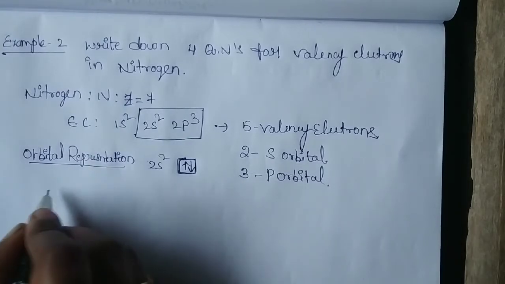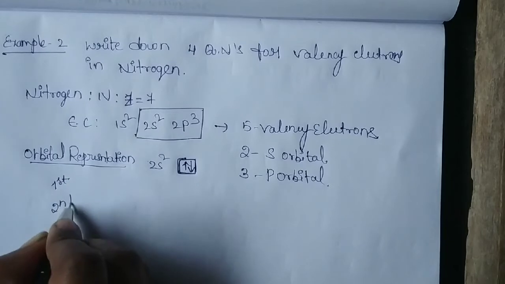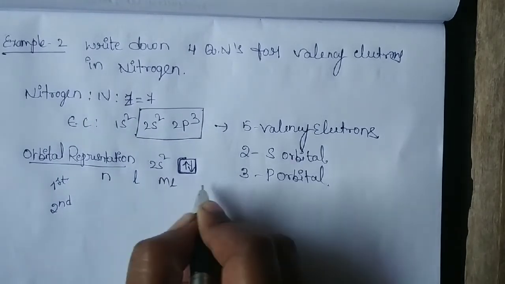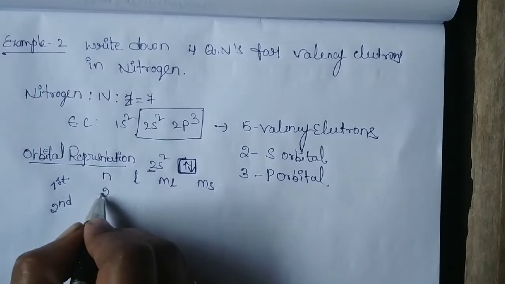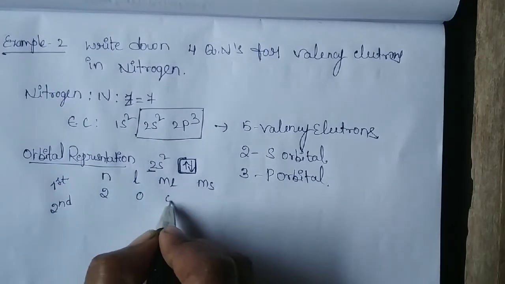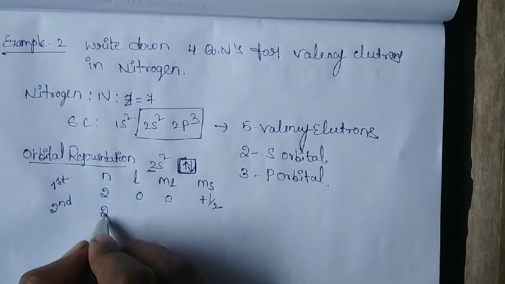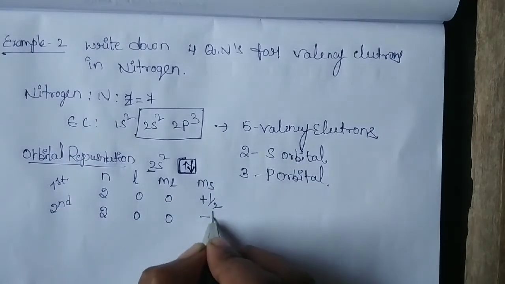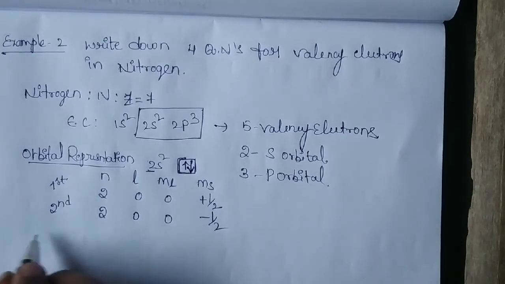Now we see the 4 quantum numbers for the first and second electrons: n, l, ml and ms values. Here the n value is 2, l value is 0, ml is also 0, and the upward arrow indicates plus half. And for the second: also 2, 0, 0, and the downward arrow indicates minus half. All the 3 quantum numbers are the same except the spin quantum number.